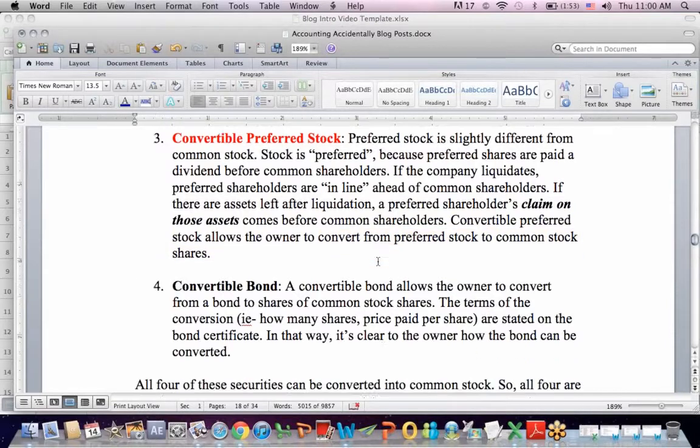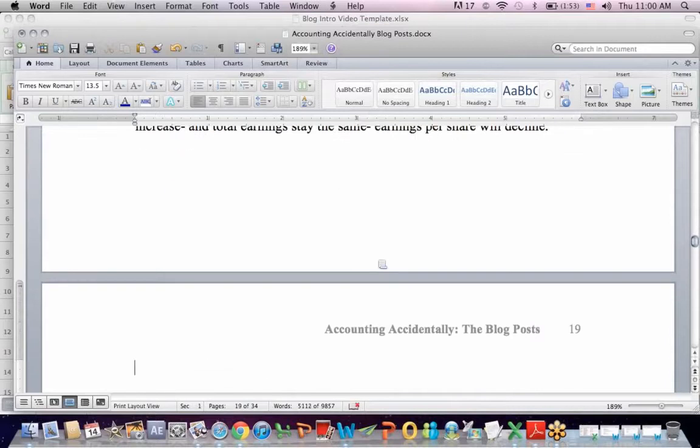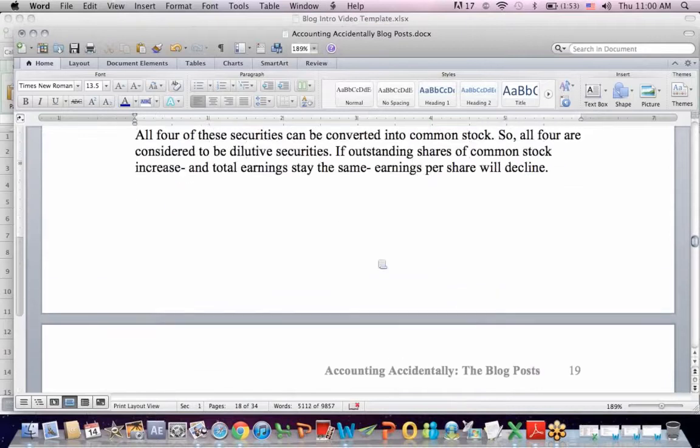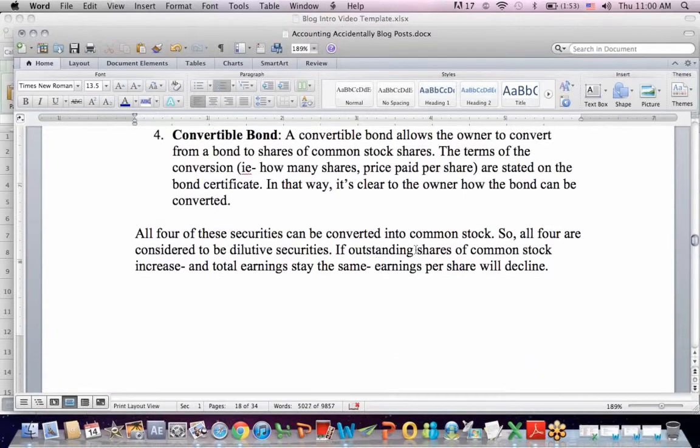And finally, we have a convertible bond, which allows a bondholder to convert a bond into shares of common stock. And the details on that conversion, how many shares of stock do I get, what price per share do I pay, are stated on the bond certificate. That way, the owner of the convertible bond always knows what the terms are if they choose to convert.